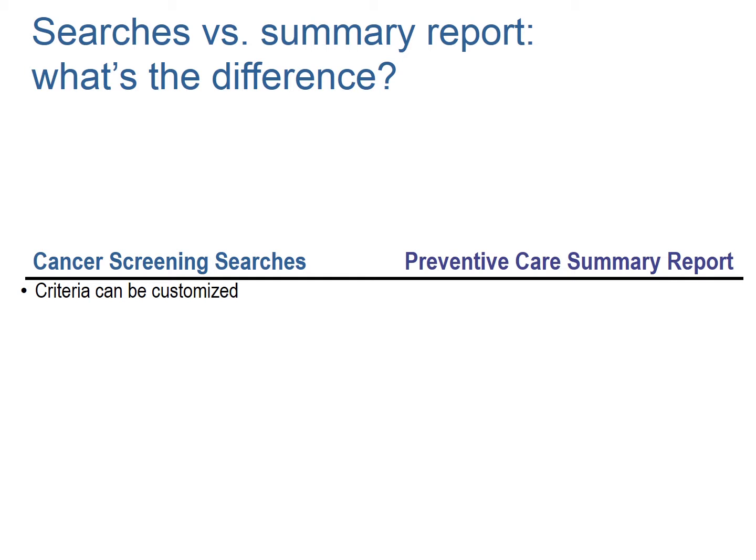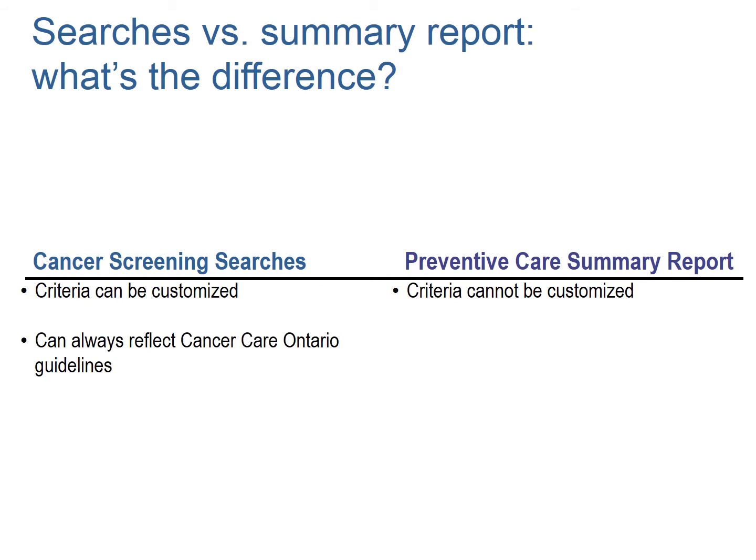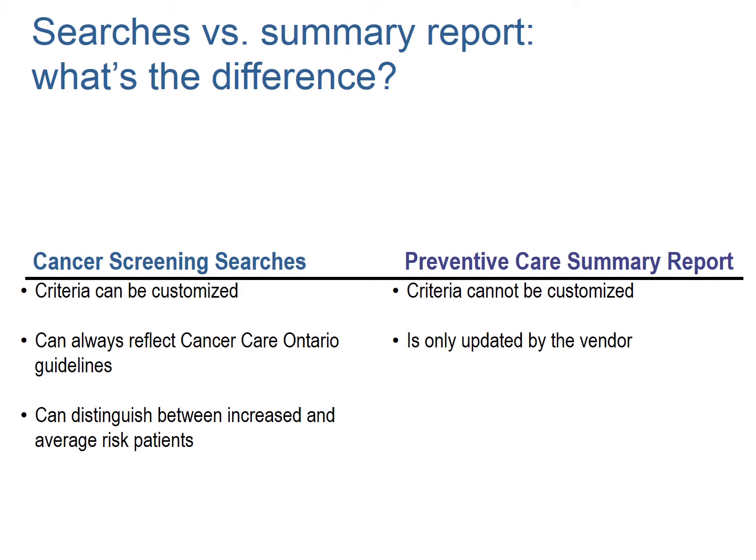This means that you can always make changes to your searches to make sure they follow Cancer Care Ontario's screening guidelines and recommendations. The Preventive Care Summary Report is built into the system and cannot be modified. For practices using older versions of PS Suite, the criteria may be outdated and the report may be missing patients who require screening.